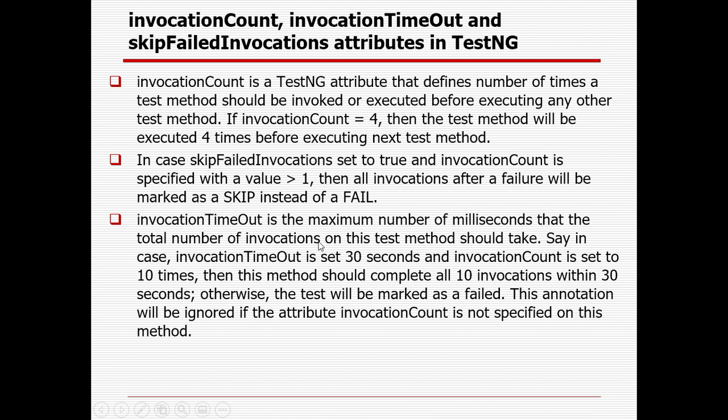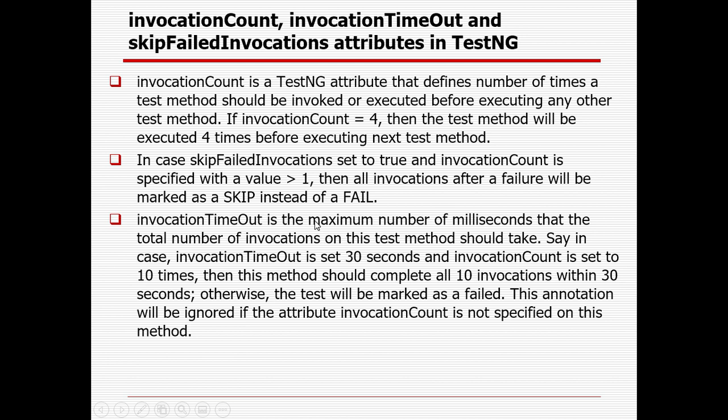Invocation timeout is the maximum number of milliseconds that the total number of invocations on the test method should take. In case invocation timeout is set to 30 seconds and invocation count is set to 10 times, all the methods should complete the 10 invocations within 30 seconds. Otherwise, the test case will be marked as failed. That annotation will be ignored if the attribute invocation count is not specified on this method. In case you are not using an invocation count, there is no point in the other two, it will simply be skipped even if you give it.